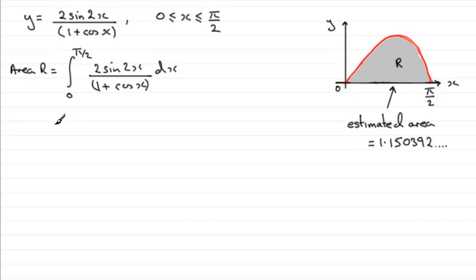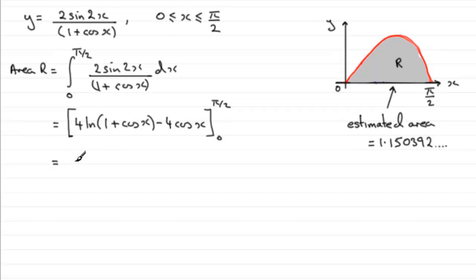We found out that this was equal to 4 times the natural log of 1 plus cos x minus 4 cos x plus a constant of integration, but we can drop that now because we've got limits. So we'll put those limits in going from 0 to pi upon 2. So all we need to do now is just substitute our limits in.